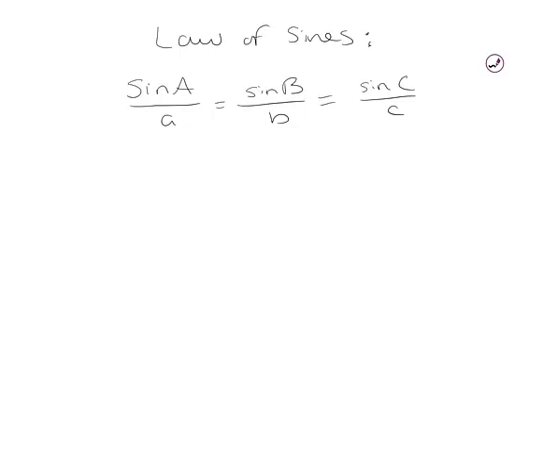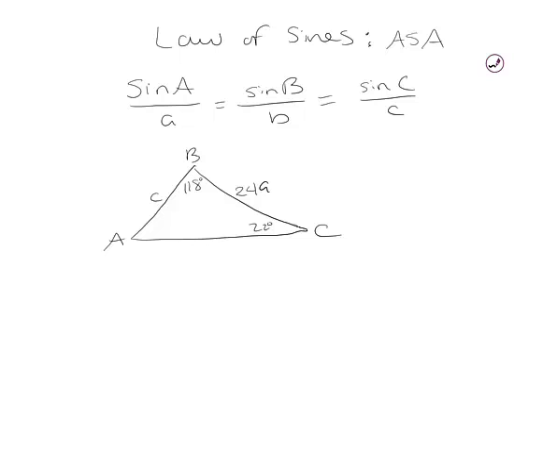It's going to be an ASA problem, basically given two angles and a side. This is a non-right triangle with a given angle of 118, 22 degrees, and a side of 24. And I'll go ahead and label this exactly how I labeled it in the last video. A, B, C, opposite side c, opposite side a, opposite side b.